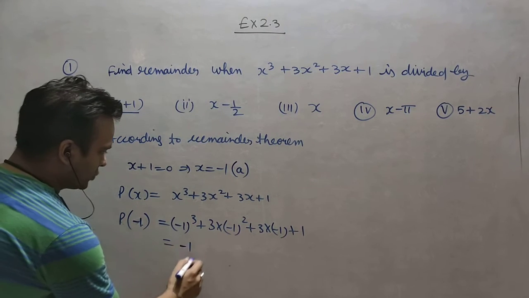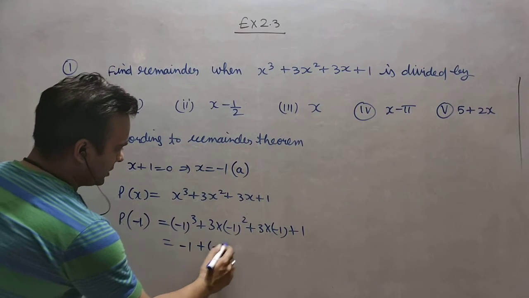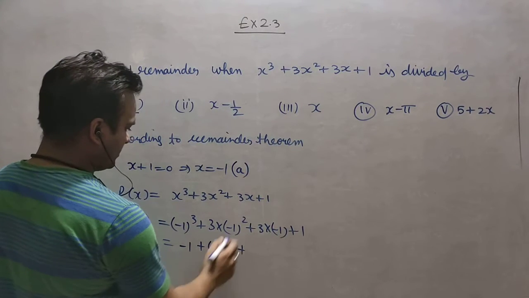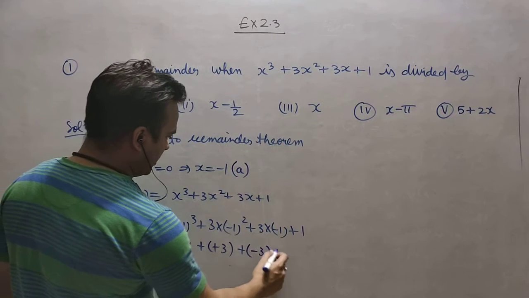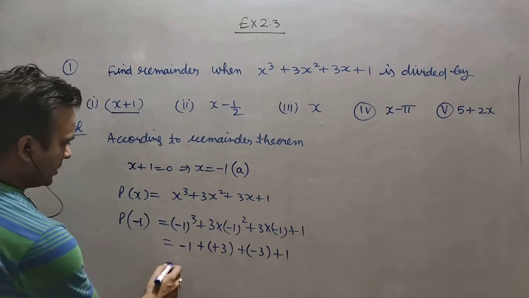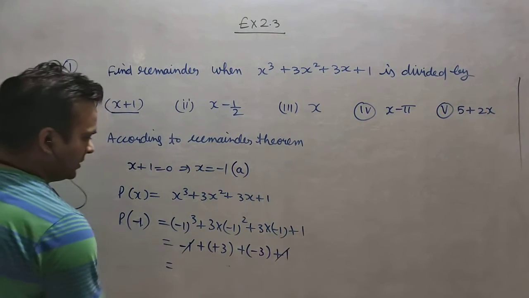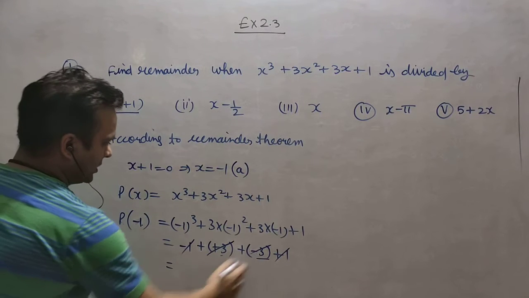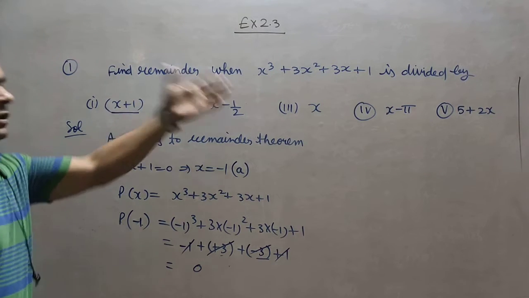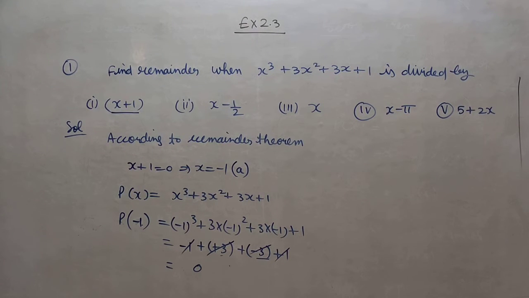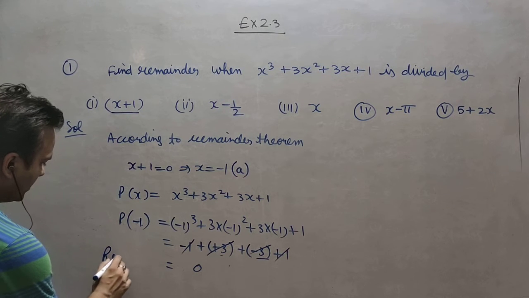So it is minus 1, it is minus 3, it is plus 3, because minus 1 square is plus, it is minus 3, it is plus 1. Now you can see 1 cancels, minus 3 and plus 3 cancel, so 0. By this result we can also say that x plus 1 is a factor of this polynomial, but we have to find the remainder only.